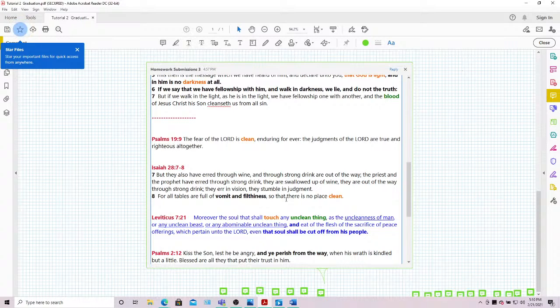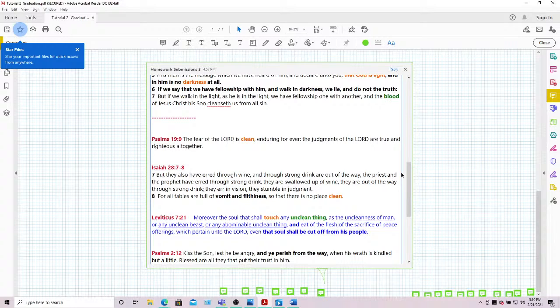So that there is no place clean. So that's what your uncleanness is. Then it's just anything that's contrary to what the Spirit of God is. And what's clean in the Most High's eyes is the fear of the Lord, those judgments. That's what's clean, and what's unclean is anything that's contrary to that. So you can't tie yourself to, and you can't touch, the unclean thing and expect the Most High to receive you.